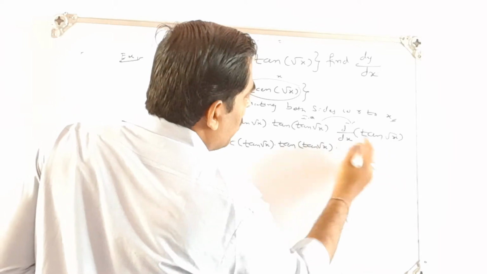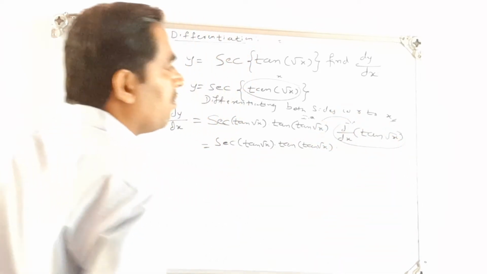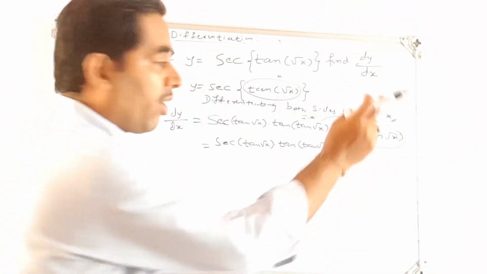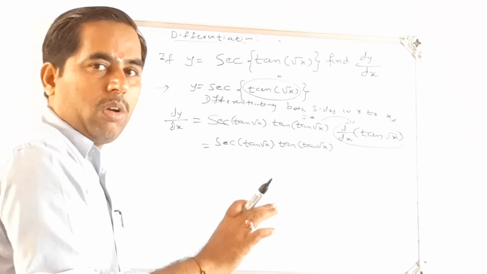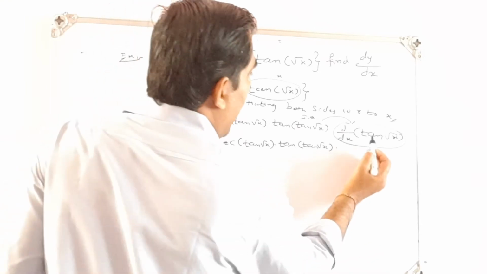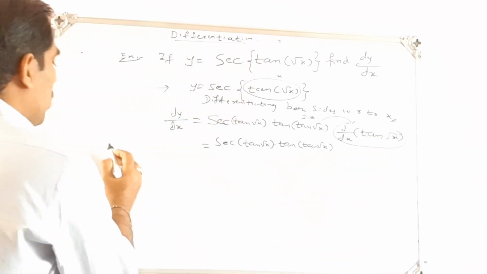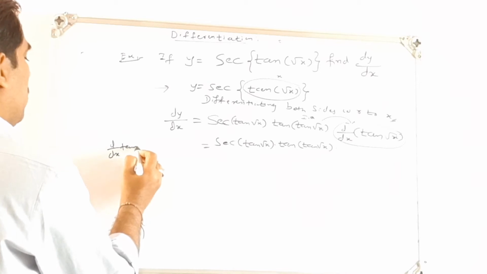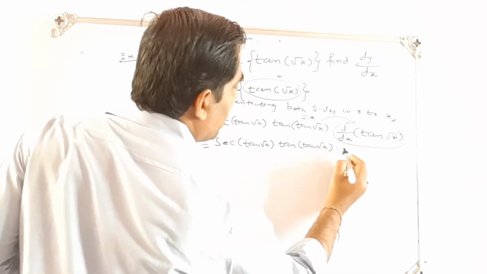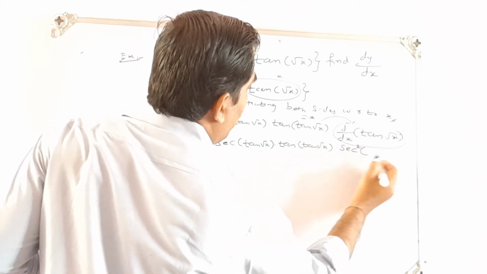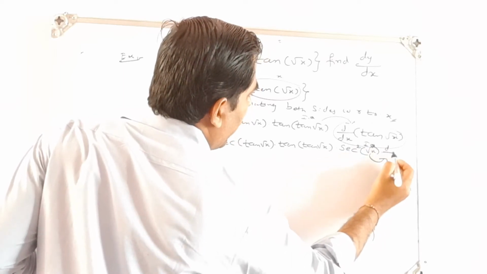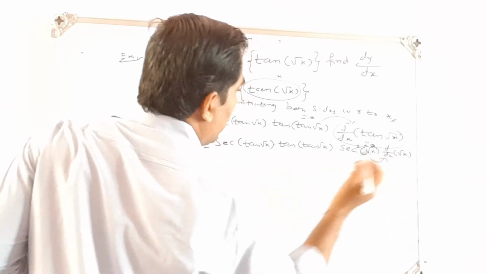Now the derivative of tan root x. For this we have to once again apply the chain rule. In the first step we applied the chain rule, then in the second step we apply it again. So in this way we can keep continuing the process. What is the derivative of tan x? The derivative of tan x is secant square x. So that is secant square of root x, into the derivative of root x, since once again there is an inner quantity. Once again I am applying the chain rule here.